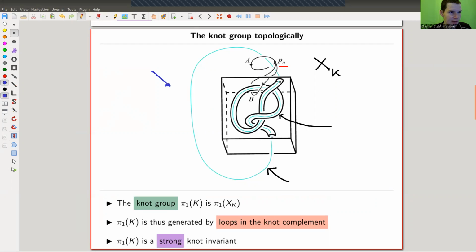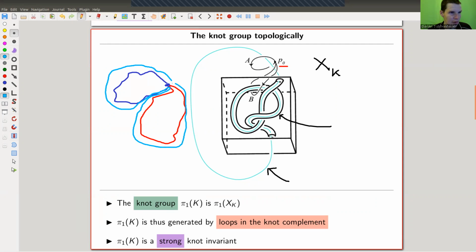If you start somewhere and you go around in a loop, and you now end up at the same point, and you go around in another loop, then you compose them. It's just the loop that goes around both loops, one and then the other. That's a composition of loops. So this naturally has the structure of a group, and that's what's called pi1.